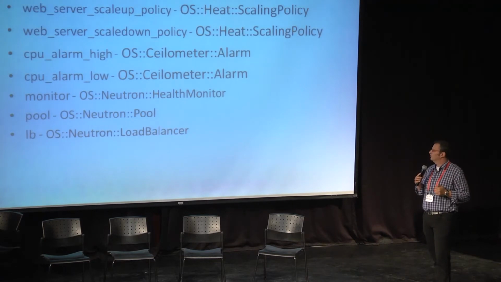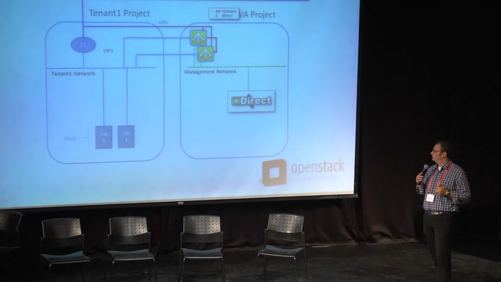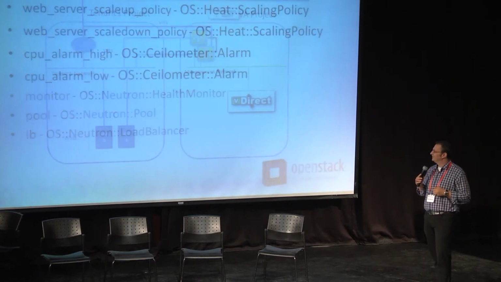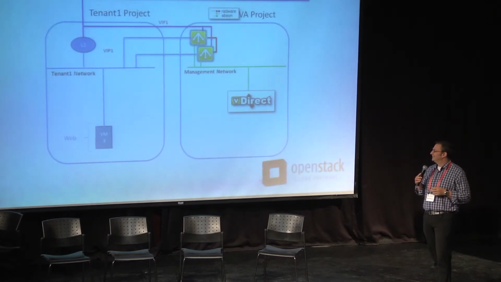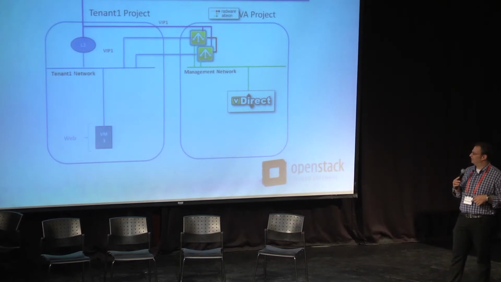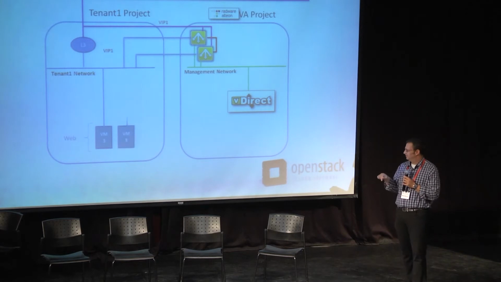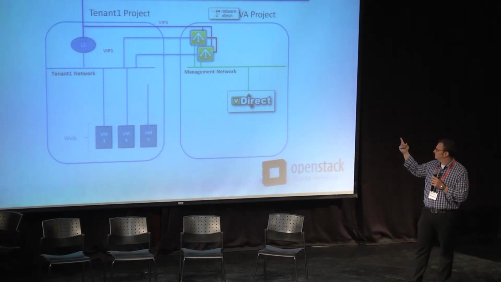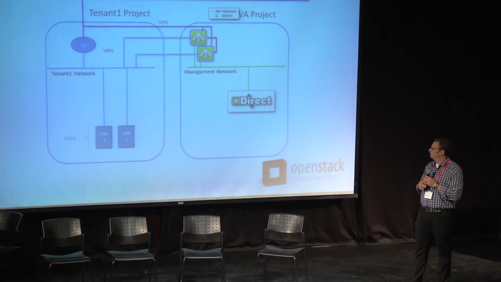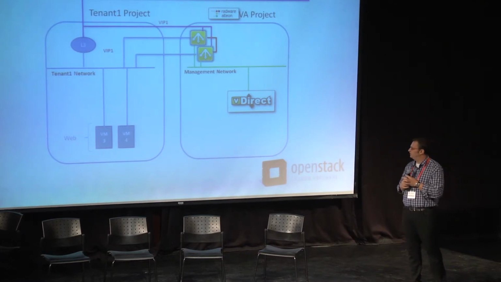Go back one. When there's a scale-up event and one VM is added, one more. Part of the orchestration will add this VM, will configure the load balancing capabilities to distribute traffic to it, and when it goes down, it will remove this VM.